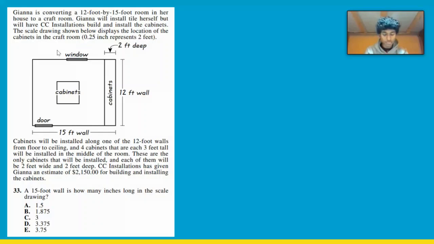All right, so for this one, we are comparing inches to feet, and we need to know the ratio. So when we read this part at the top, the piece of information that's important to solve this question is right here: 0.25 inches represents 2 feet. To find our proportion of inches to feet, we know that 0.25 inches is equal to 2 feet. So then how many inches represents 15 feet?